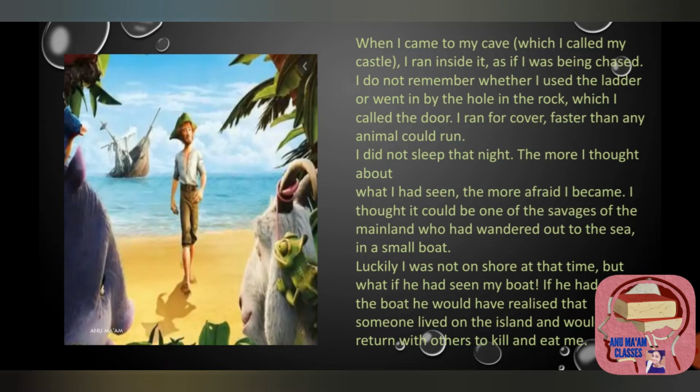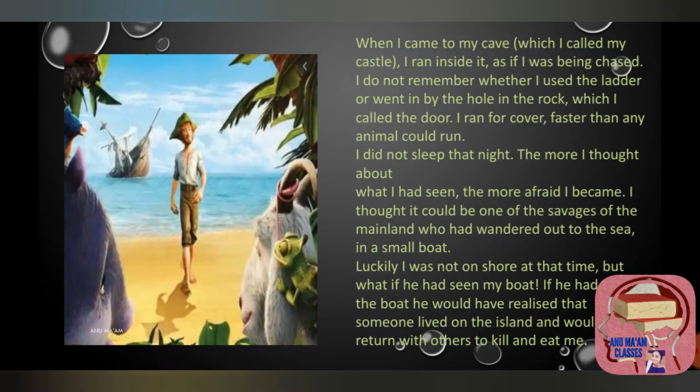He is not remembering how he entered his home, because there may be two ways to go inside the cave. One may be by ladder, and another may be by the hole in the cave. So he is not remembering how he entered his cave, which he called his castle, right? And he says that he ran faster and faster because he was thinking that somebody may be chasing him.